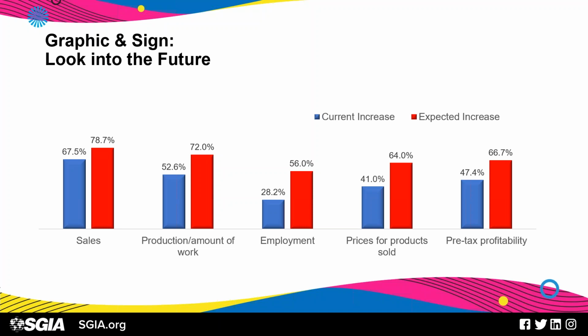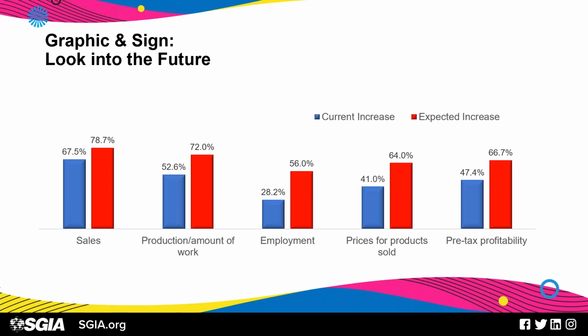How do they look into the future? What do they expect their sales to be in the next year? Production amount and amount of work, employment, prices for products sold, and pre-tax profitability. Those 5 business indicators were measured.